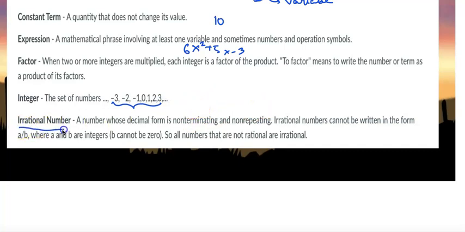What are irrational numbers? Irrational numbers simply mean you will see something with a radical sign. They are also known as non-terminating and non-repeating decimal numbers. These cannot be written in the form of a over b. So whenever you see any radical, these are all your irrational numbers.